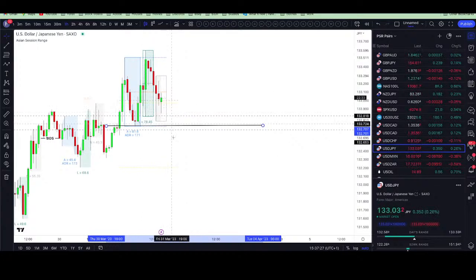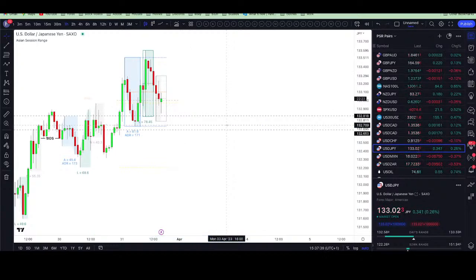So we want to really see them today break that structure, and then tomorrow we want to see them pull back. Not tomorrow, Sunday. We want to see them pull back to the 786 or the 886 on the Fibonacci. So that's what I would say.